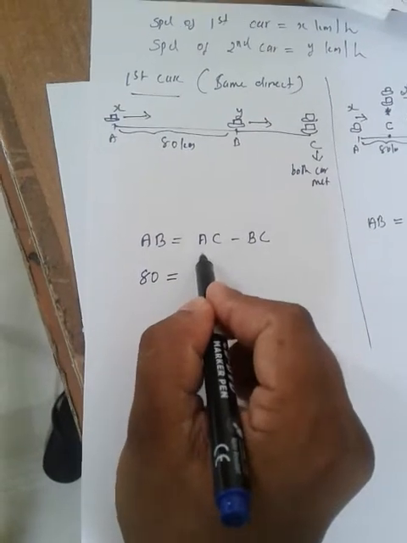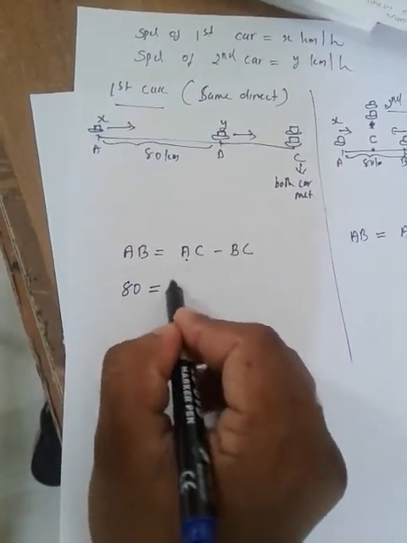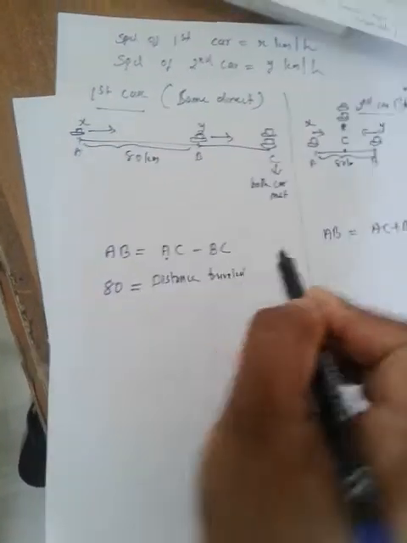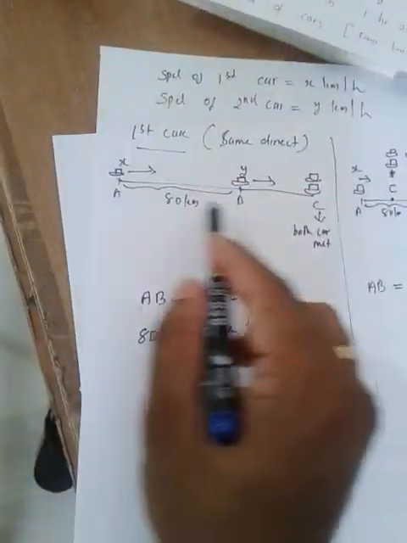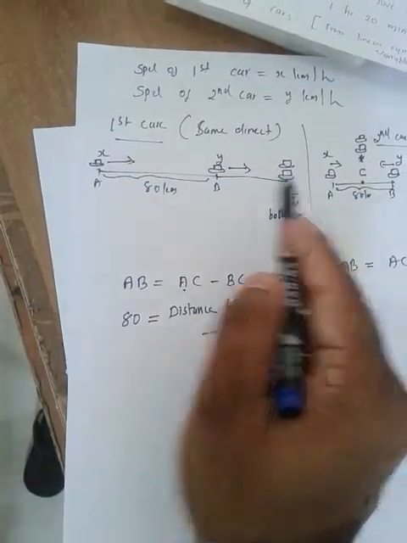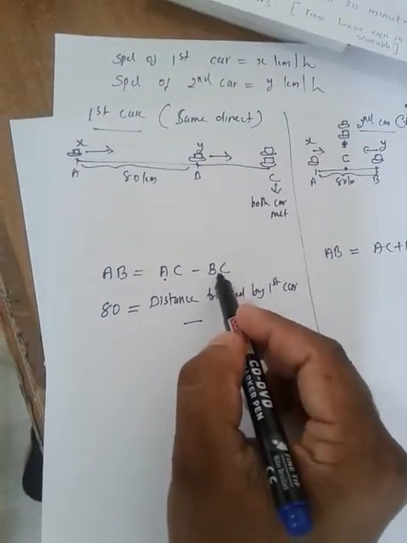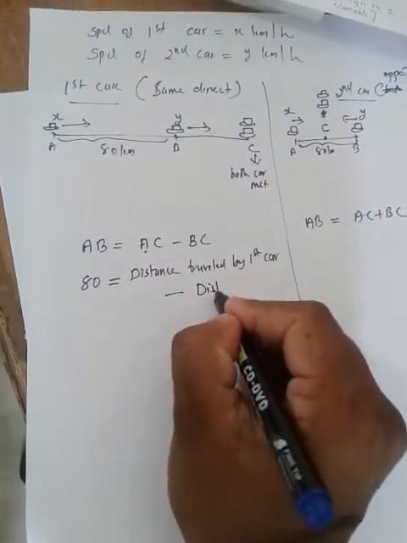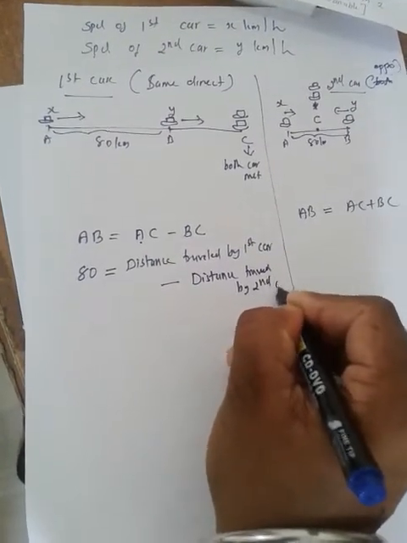Any problem? And what is AC? Can you identify what is AC? Can I write this AC as the distance traveled by the first car? See, AC is the distance traveled by the first car, minus. And what is BC? BC is the distance traveled by the second car, isn't it?